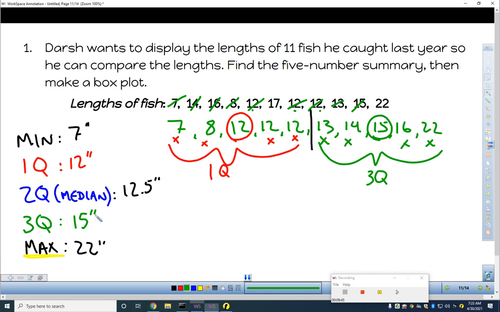And then we're going to construct a box plot. So you're going to need to draw a plot. You're going to want to label it with a name, length of fish. I'm going to start my plot at 5.